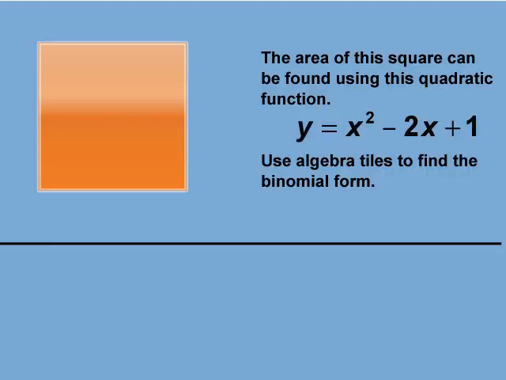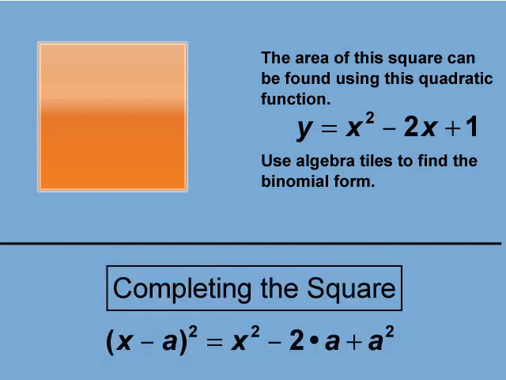The area of this square can be found using this quadratic function, y equals x squared minus 2x plus 1. Use algebra tiles to find the binomial form. Using algebra tiles to solve a quadratic equation is similar to the technique of completing the square, where we turn a quadratic into the square of a binomial.